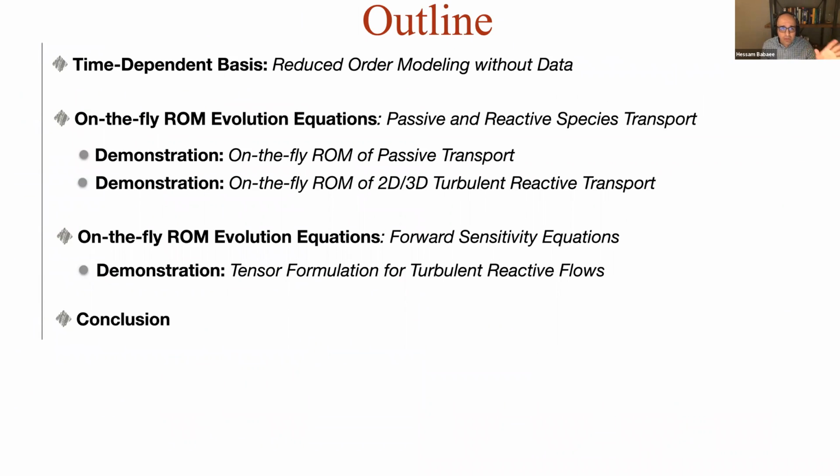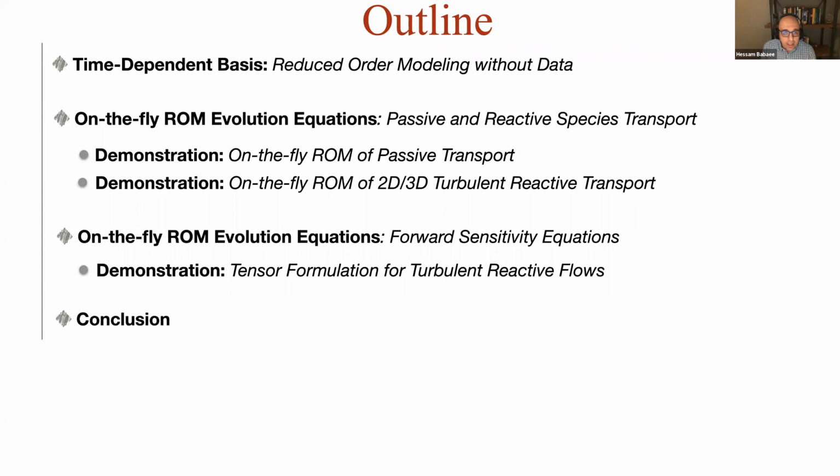I'll talk about motivation for time-dependent basis and some overall description of it, and then I'll talk about two applications of time-dependent basis. One is for the example I was just talking about, reducing the cost of passive and reactive species transport equations, and the other one is the application of this reduced order modeling for computing sensitivities in reactive flows. Or it could also be a non-reactive problem as well.